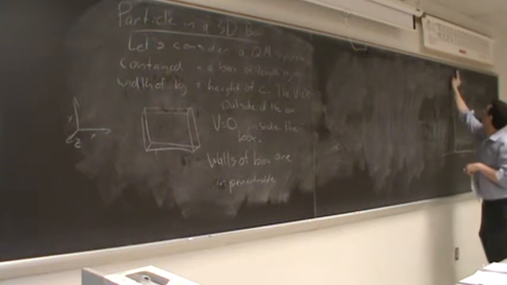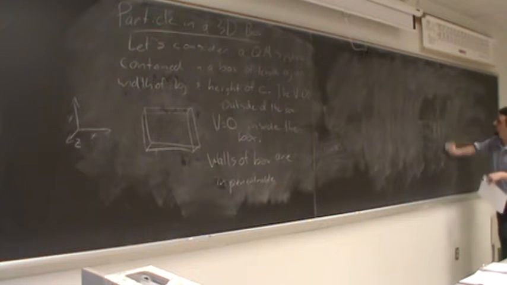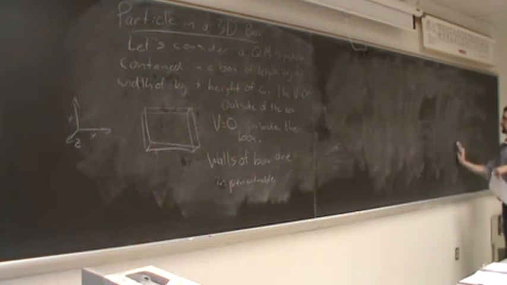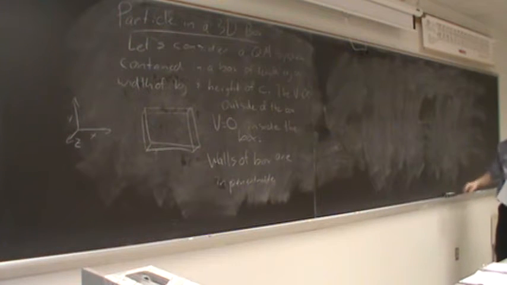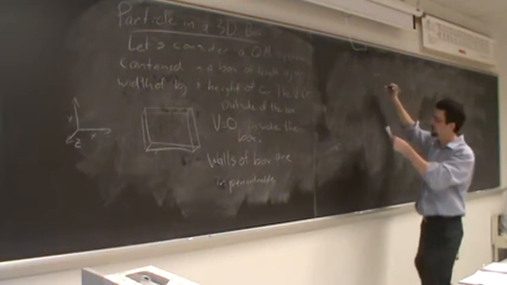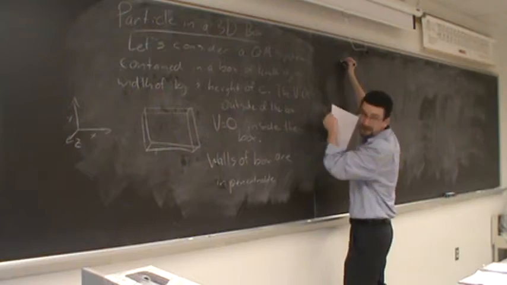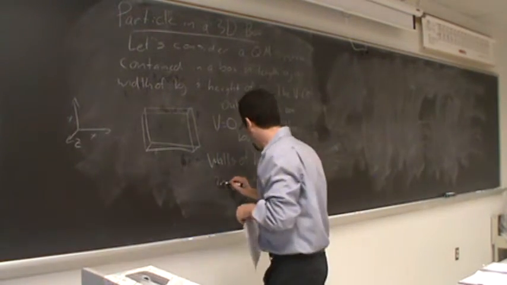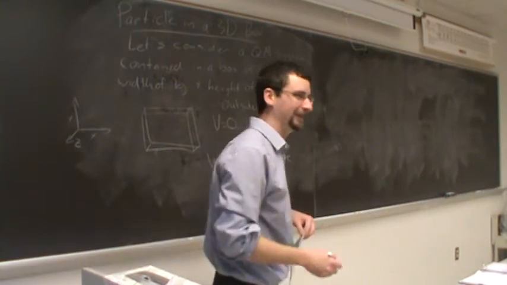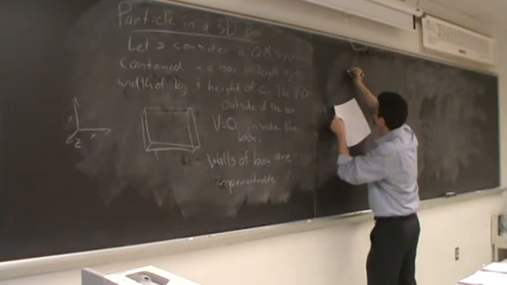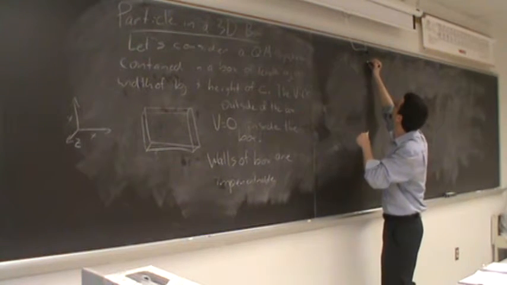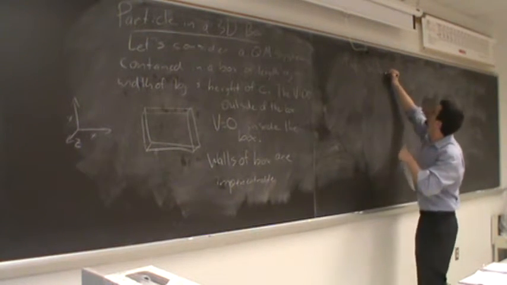All right, let's consider what the Schrodinger equation is going to look like. Because if we know that, then we can predict the wave functions of each of these things. Impenetrable, so it's like impossible. So we've got the Schrodinger equation.